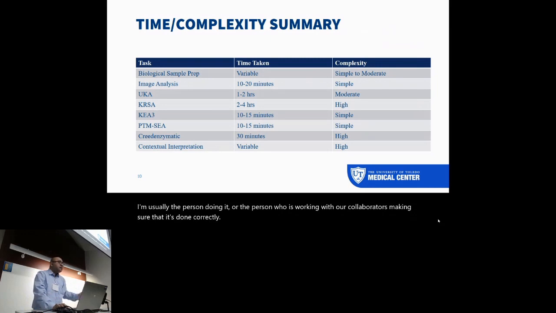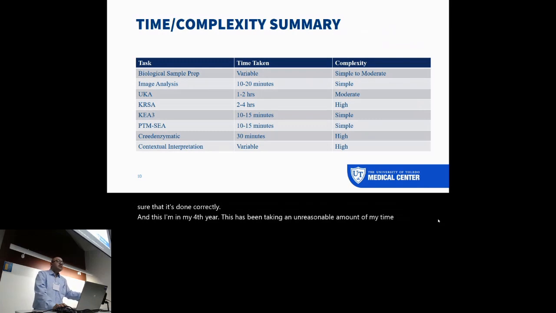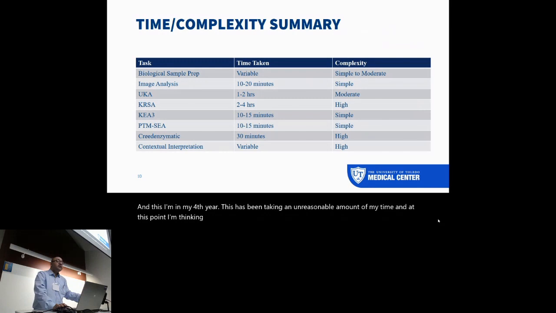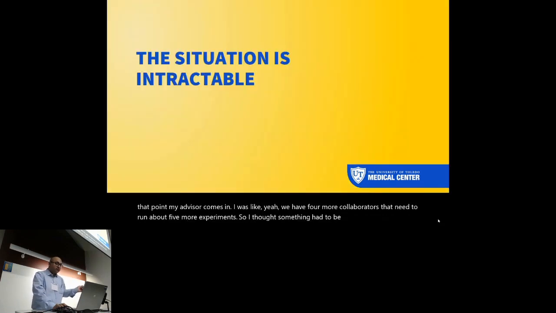And this, I'm in my 4th year. This has been taking an unreasonable amount of my time. And at this point, I'm thinking, there's no way I can write my dissertation if I keep doing this. And at that point, my advisor comes in and I was like, yeah, we have 4 more collaborators that need to run about 5 more experiments. So I thought something had to be done.